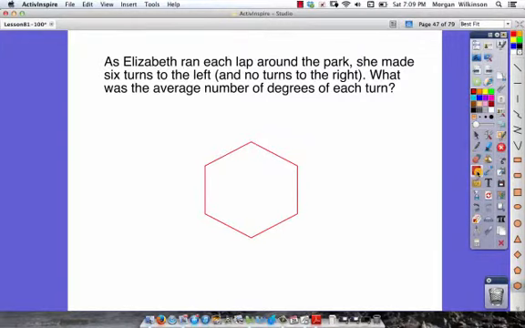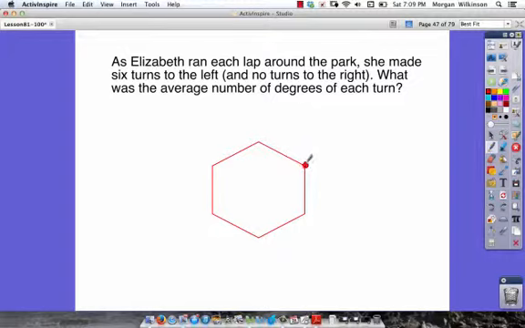But what we do know is that Elizabeth ended up going in a big circle because she started at one point. We're going to call our beginning this point. This is where she started, and that's where she finished because she turned to the left each time. So she ran in this direction. So she's always turning left.